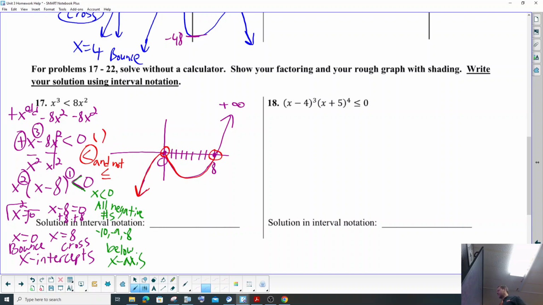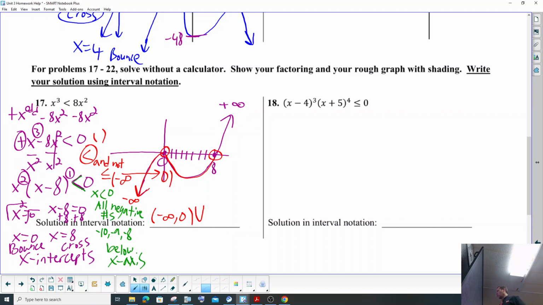Using parentheses. Okay, so we're going to the left, negative infinity, as we go down, negative numbers. So we're going to go from left to right. It's negative infinity till we get to 0. Remember, it's parentheses.